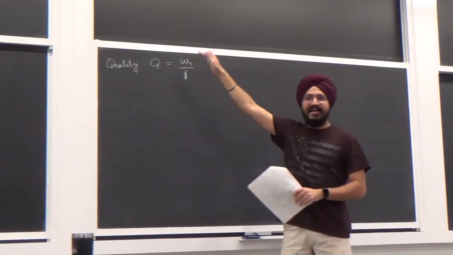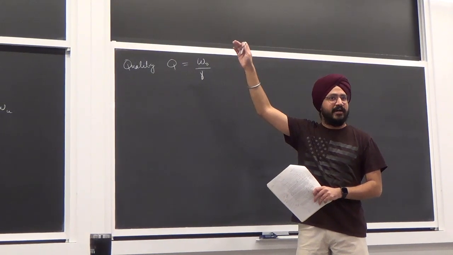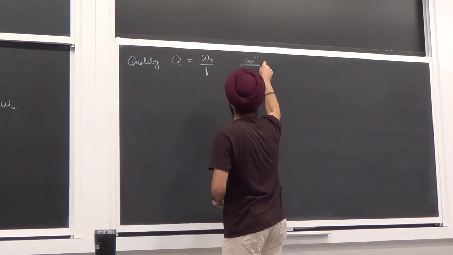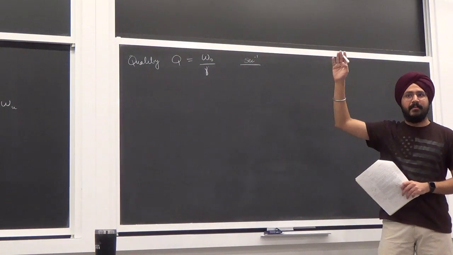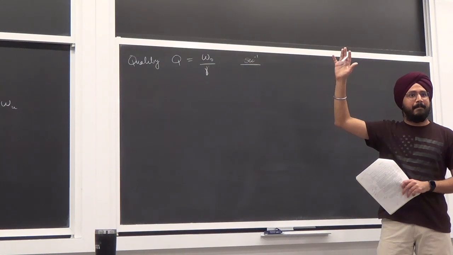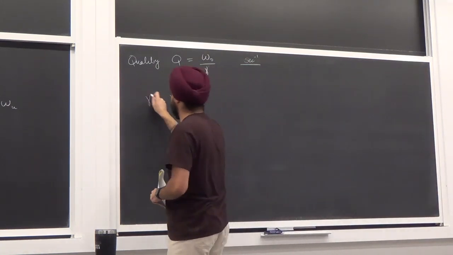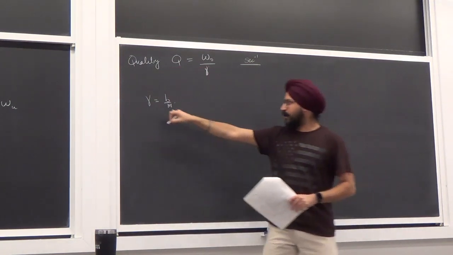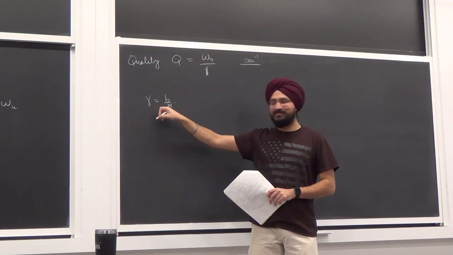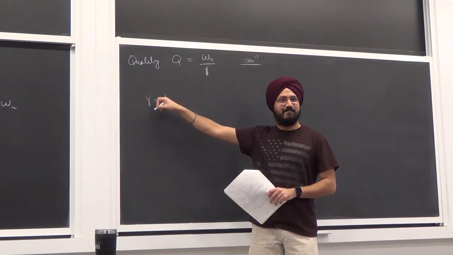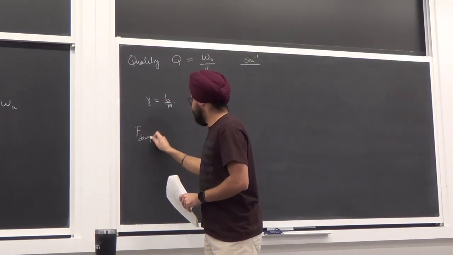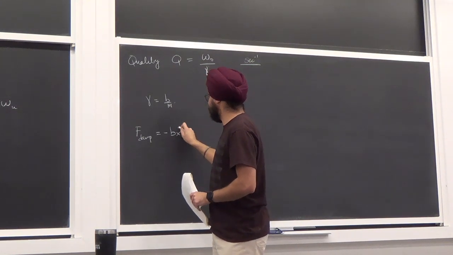So omega naught has dimensions of 1 over time. So it's second inverse. Gamma, what are the units of gamma? So gamma was B over M. I know the dimensions of mass. What about B? Not the most obvious thing. So let's work it out. The damping force was minus B x dot.